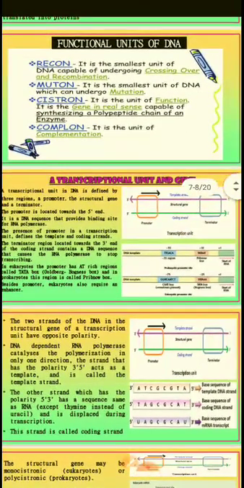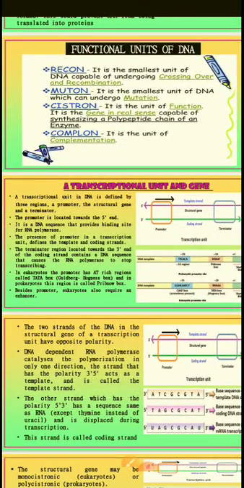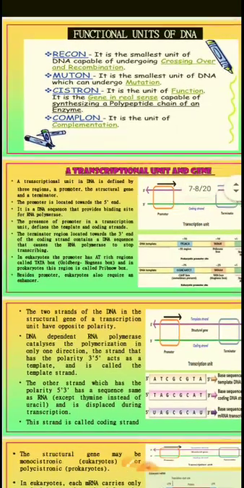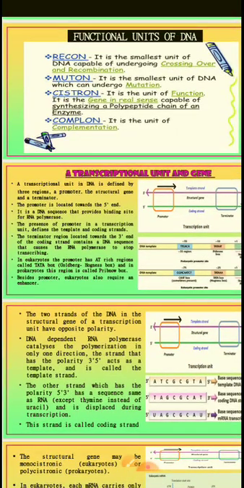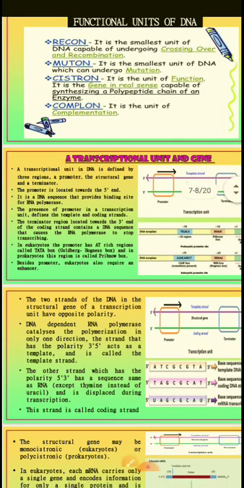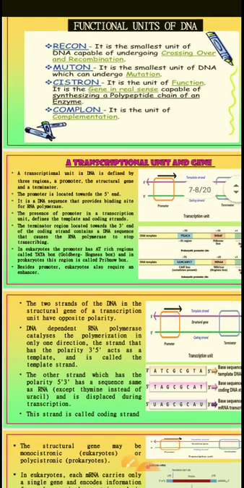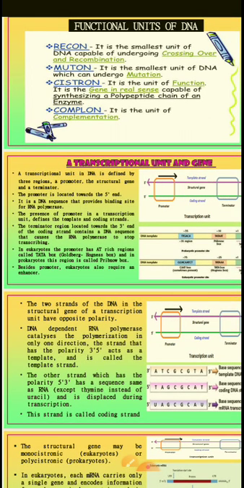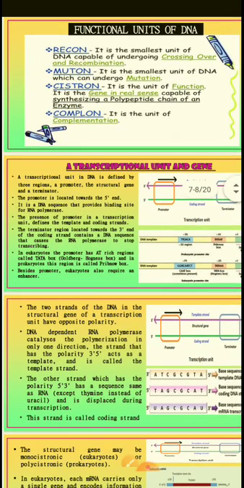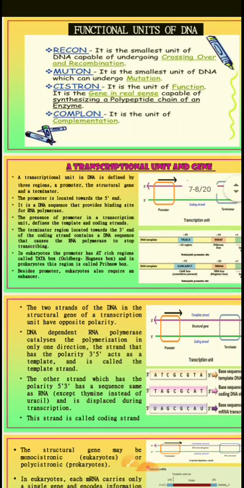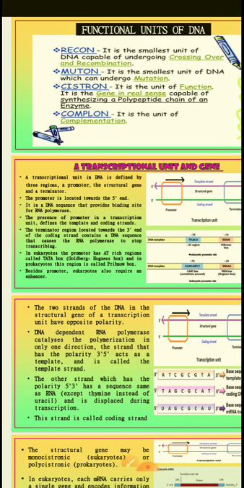The transcriptional unit in DNA is defined by three regions: a promoter, a structural gene, and a terminator. The promoter is located towards the 5' end. It is the DNA sequence that provides a binding site for RNA polymerase. The presence of the promoter in a transcription unit defines the template and coding strands. The termination region is located towards the 3' end of the coding strand and contains the DNA sequence for termination of transcription.